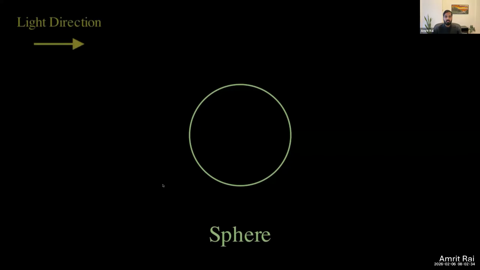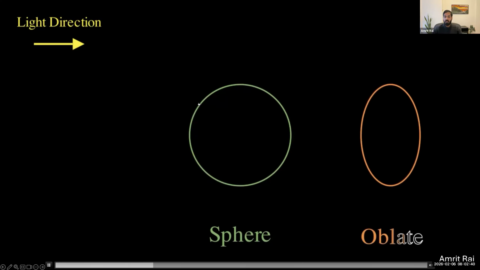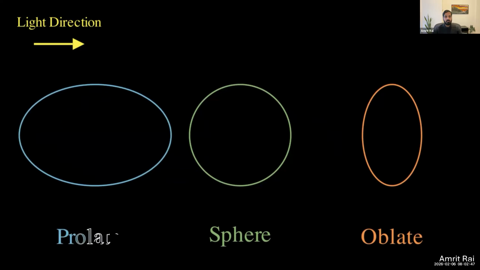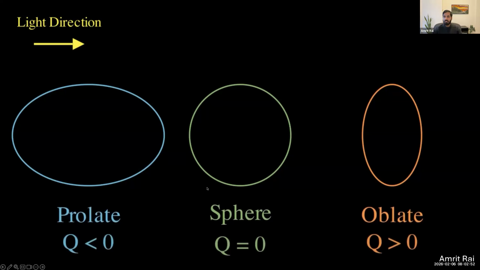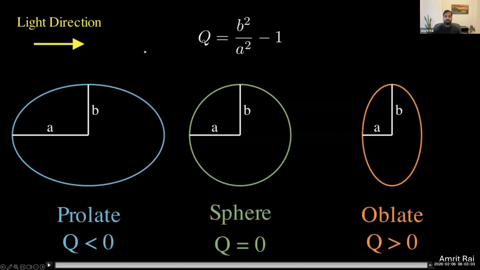Again, we can start with a green sphere and imagine light rays coming in from this direction. We can flatten this sphere to create an oblate lens, or we can stretch this sphere to create a prolate lens, like so. And we could just try to remember that the sphere is 0, oblate lenses are positive, and prolate lenses are negative. But it's easy to forget or mix that up. So the other way would be to actually use the formula where the Q value comes from. We see that Q equals B squared over A squared minus 1.